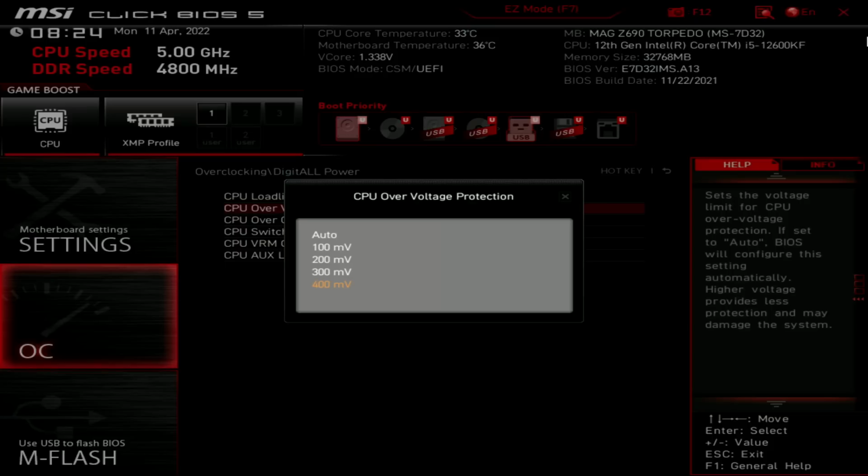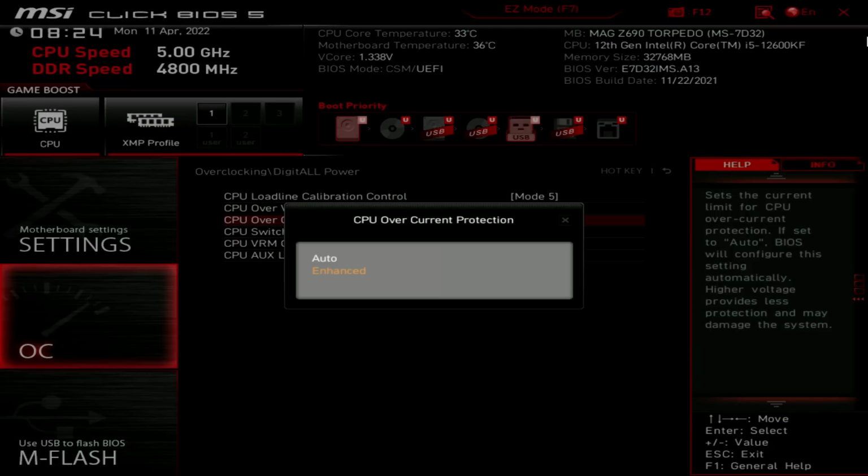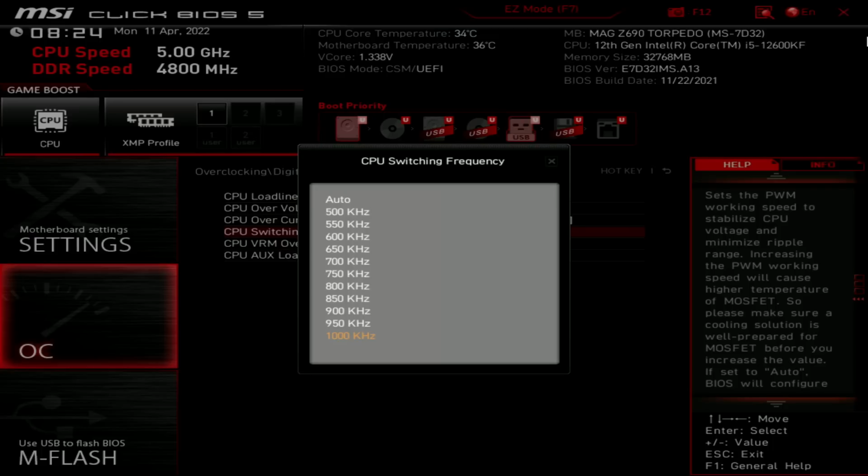Anyway, CPU over voltage protection is maxed out. Switch overcurrent protection is on enhanced. The switching frequency is also completely maxed out. And I'm very happy to say that the switching frequency on this board doesn't do anything weird. On the MSI Z690 Unify-X, if you change the switching frequency, it actually changes your operating voltages. It basically seems to reduce the amount of Vdroop you're getting, which is super weird, and that shouldn't happen. The Unify-X is the first board where I've ever seen that behavior. Anyway, on this board, we don't have that.